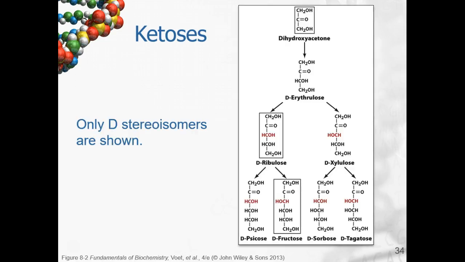So here are ketoses. So again, here only the stereoisomers are shown. Dihydroxyacetone doesn't have any chiral carbons, so there's no D or L designation there. But we have D-erythrulose and L-erythrulose. We have 2 stereoisomers here, 4 here, and 8 here. So again, only the D sugars are shown because they are the ones that are physiologically important.